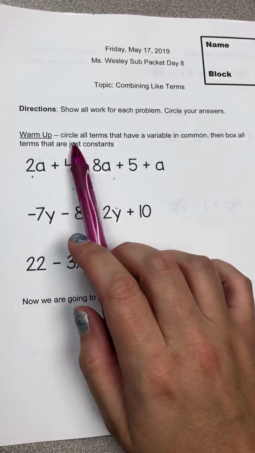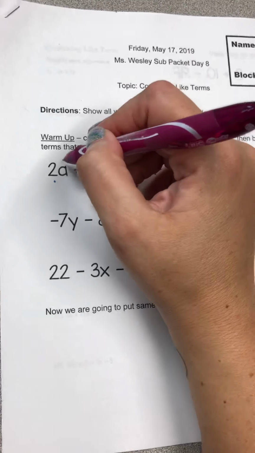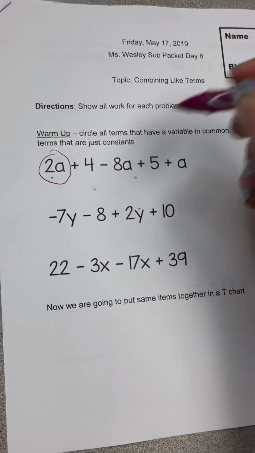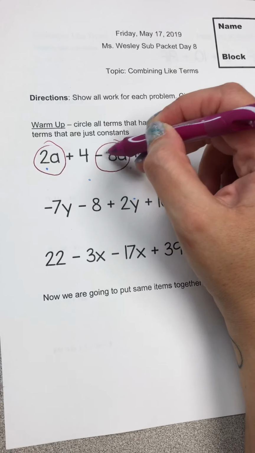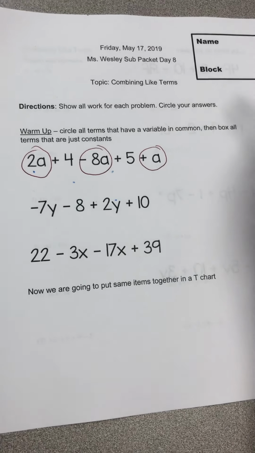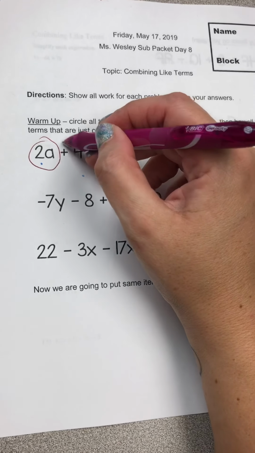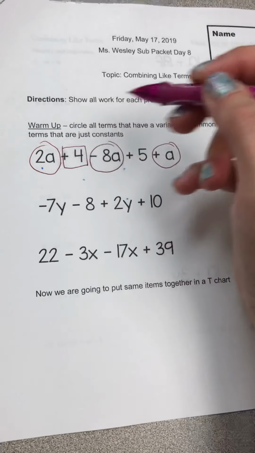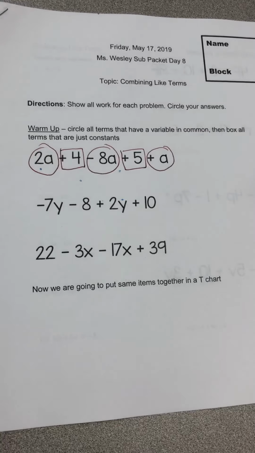If you look at the warm-up directions, it says circle all terms that have a variable in common. Well, I'm going to circle this one because A is the same. I'm going to circle this one because it's got an A. Always keep that operation symbol that's in front of it. And then here's an A. All right. Then it says box all terms that are just constant. So I'm going to box the 4. Again, keep the operation symbol with it. Box the 5. That's not too bad, right?